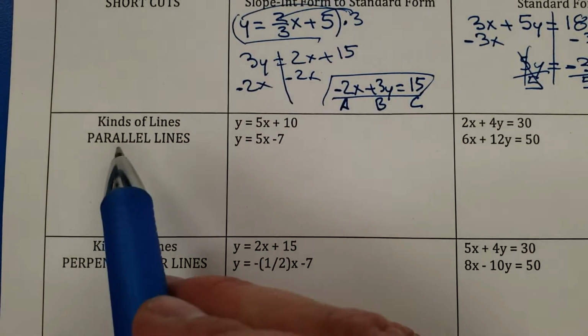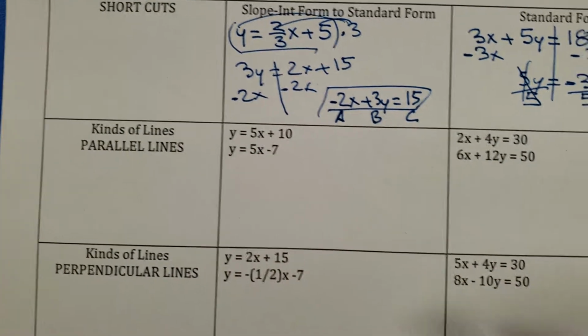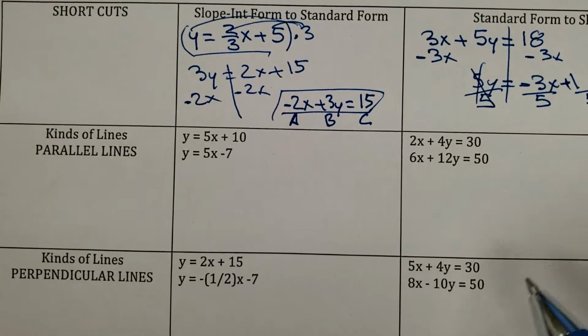All right, now we're talking about kinds of lines. Now this is kind of a little shortcut here. The shortcuts are this way, not here. But here are the shortcuts. So some quick ways to spot parallel lines without a lot of work.